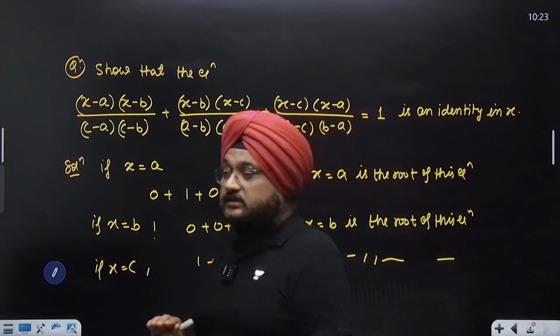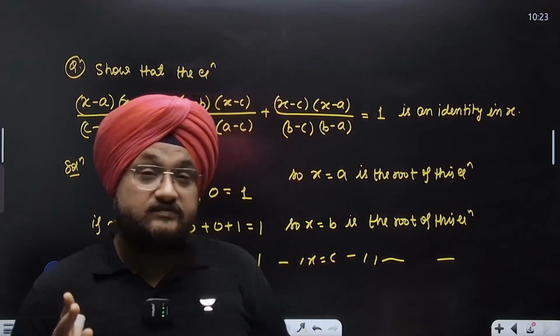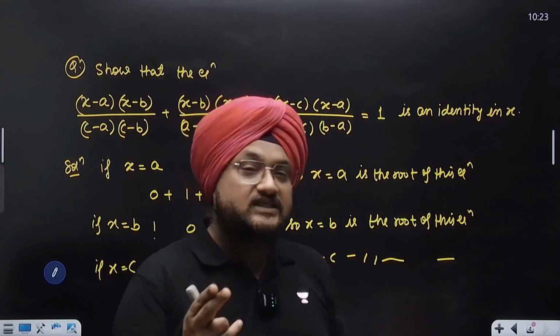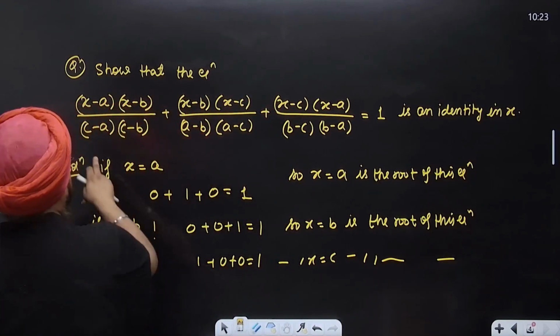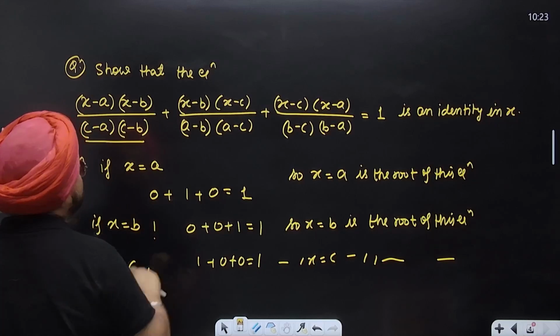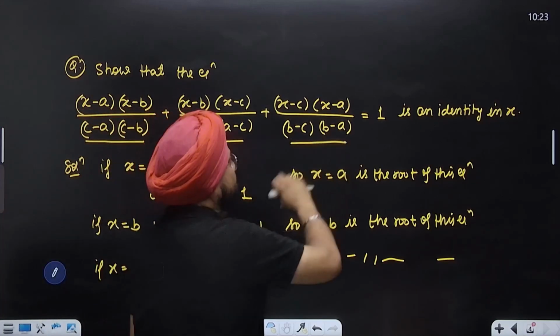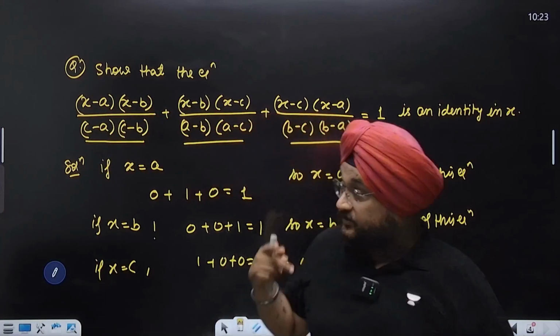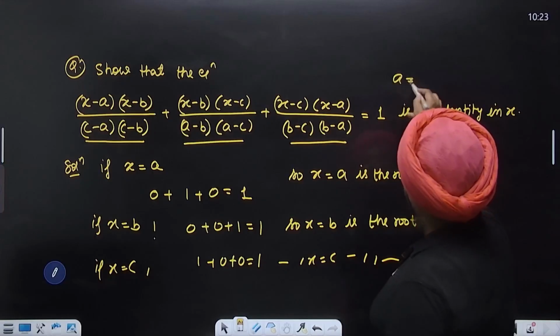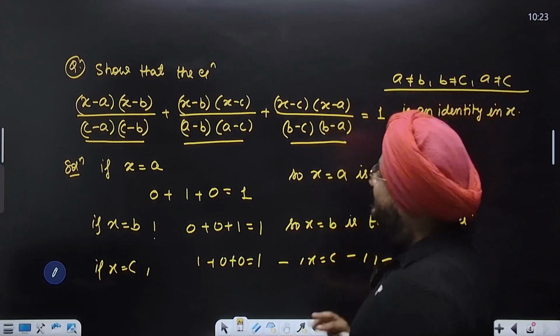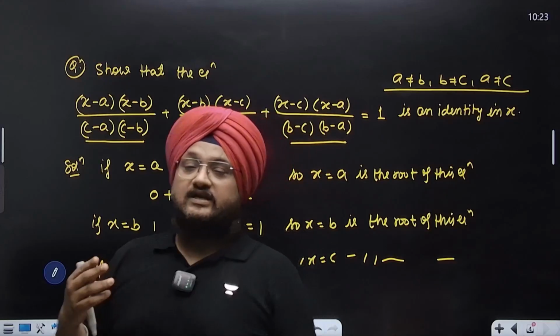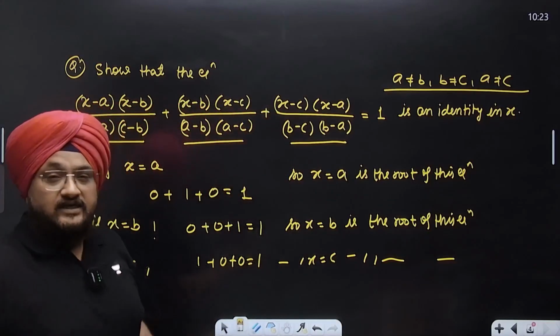Now there are three values of x which are all distinct. How can we say that they are distinct? In the question it is not given, but I can see that in the question the denominator is c minus a, c minus b, a minus b, a minus c, and b minus c, b minus a. So the question itself says a is not equal to b, b is not equal to c, and a is not equal to c. It means that all the three values a, b, c are distinct.